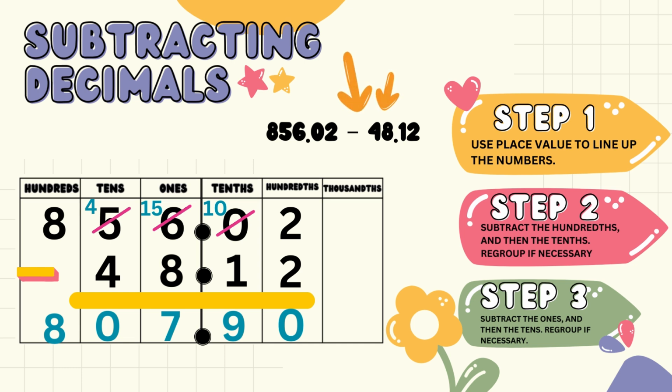10 minus 1 is 9. And then I'm going to go over to my 6. My 6 is going to be a 15 because I'm going to borrow from the 4 and make it a 15. 15 minus 8 is 7. And then 4 minus 4 is 0. And my last place value is the hundredths. So I'm always going to start at the hundredths and work my way over to whole numbers.